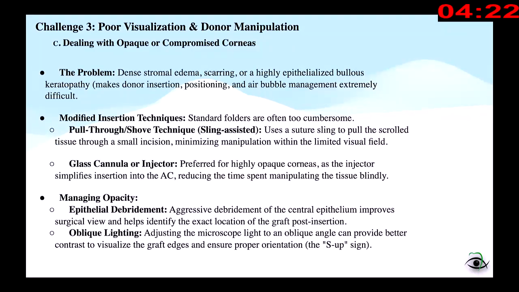Challenge 3, poor visualization and donor manipulation. The problem: dense stromal edema, scarring or a highly epithelialized bullous keratopathy make donor insertion, position and air bubble management extremely difficult. In these cases, techniques are the pull-through, shove techniques, sling-assisted, glass cannula injections. That's going to give you a safe injection and placement of the graft in the anterior chamber. And extensive epithelial debridement, and sometimes we can use glycerin on the table to reduce the edema, or oblique lighting or retroillumination.